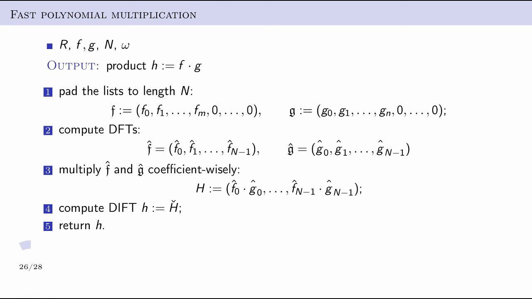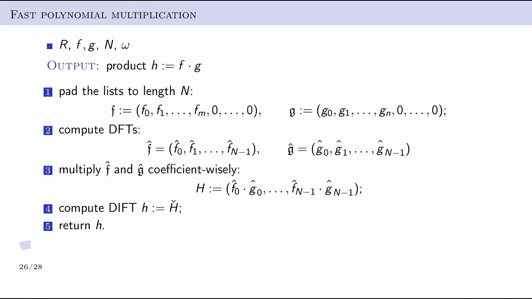First, we append to the sequences of coefficients enough zeros so the sequences have length n. So we extend these sequences of coefficients by zeros so that we have length n on both of them.